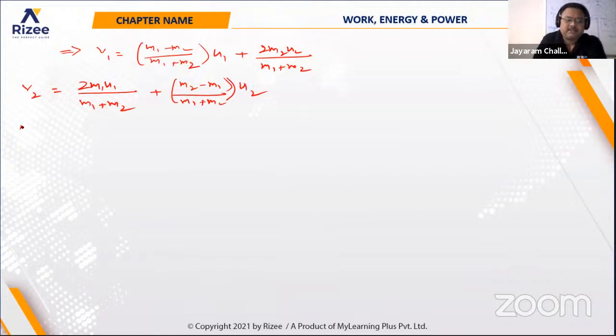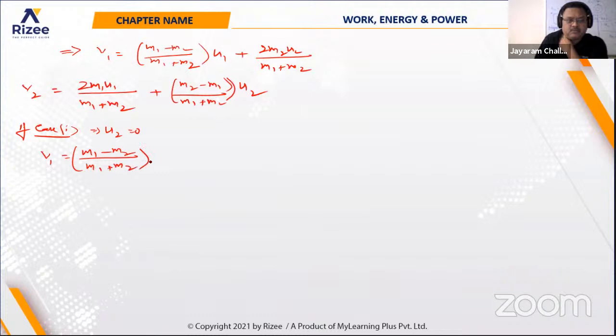In case 1, suppose u2 is equal to 0, that means the second body is at rest. The same values can be written as V1 equals (m1 minus m2) by (m1 plus m2) of u1, and your V2 is going to be converted to 2 m1 u1 by (m1 plus m2).